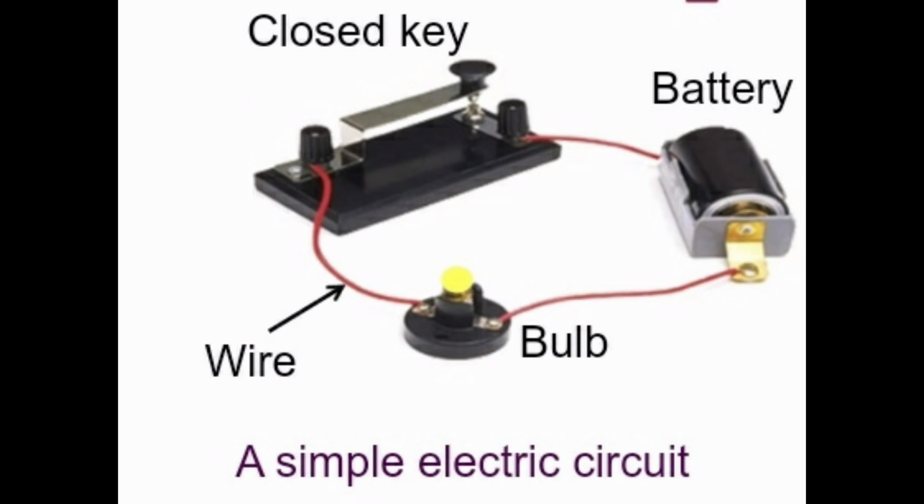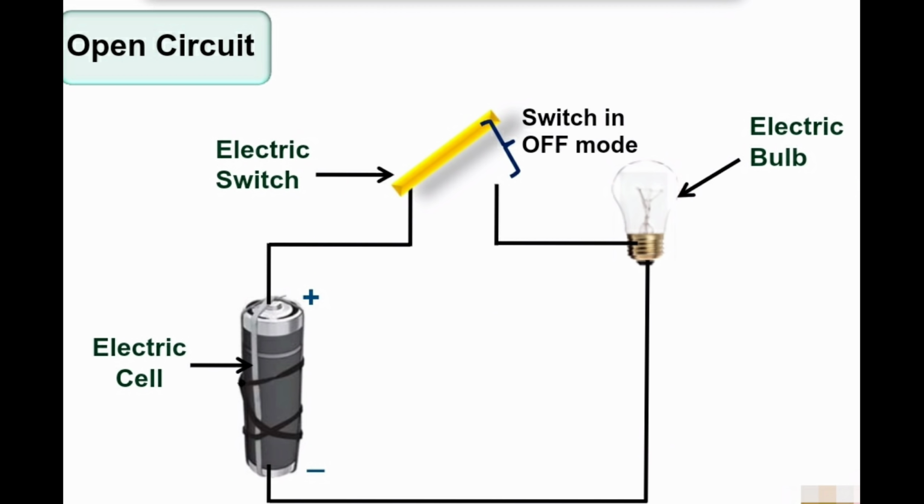A simple electric circuit is classified into two types. One is the open circuit and the other is the closed circuit. Now we are studying the open circuit. What do you mean by an open circuit? There you can find that the electric switch is in off mode, meaning it is not connected and the circuit is not complete. This type of circuit does not allow the flow of charges. So this is an incomplete circuit because the switch is in off mode.